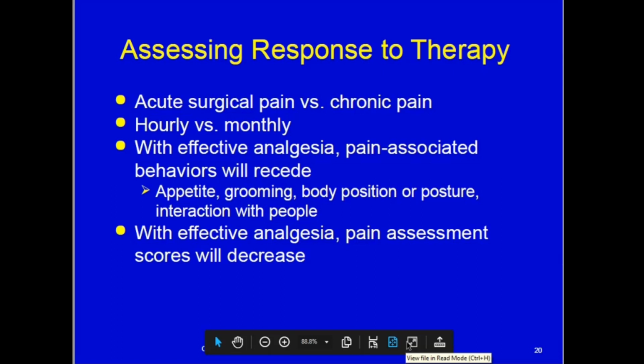Now how do we assess this response to therapy? A patient might have acute surgical pain or chronic pain. The patient may have pain every hour or every month. With effective analgesia, pain-associated behaviors will recede. The patient will have good appetite, grooming, body position or posture, and interaction with people. With effective analgesia, pain assessment scores will decrease.